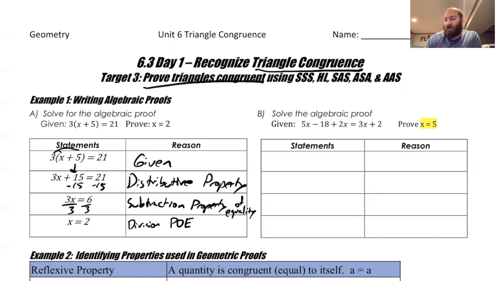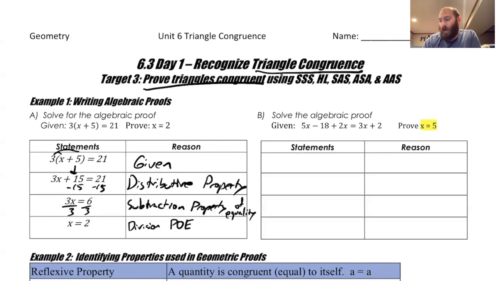So we start with our proof here. In my first statement box, I'm going to just rewrite the given. So this is given. Then I'm going to look at what I would normally do for solving an algebra problem. The first thing I would do is combine my like terms. I would take 5x and 2x and put them together as 7x. And that's literally what I'm going to write: I combine like terms.